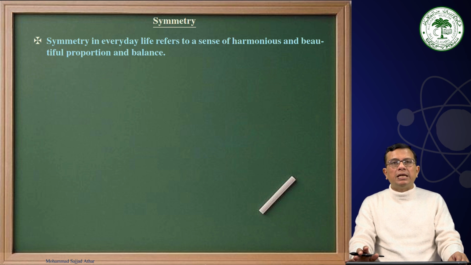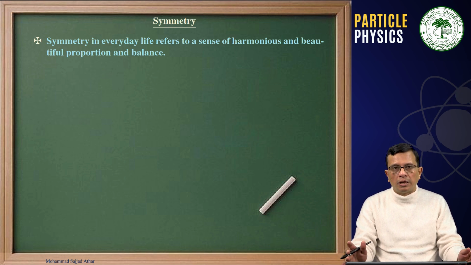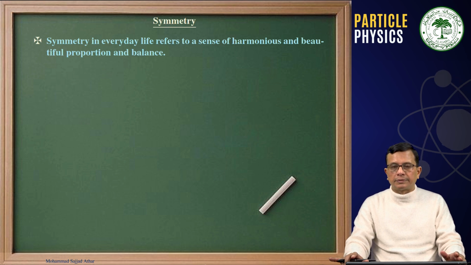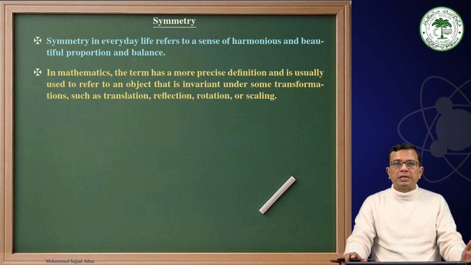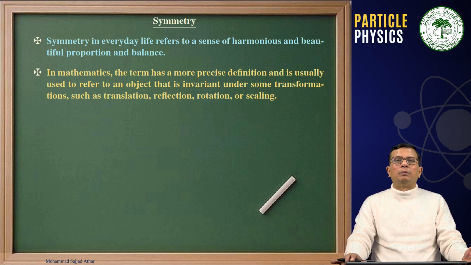Now, symmetry in everyday life refers to a sense of harmonious and beautiful proportion and balance. Recall the famous structure of Taj Mahal, or talk about butterflies, or any symmetrical object or architecture. Therefore, sometimes we relate symmetry with beauty. In mathematics, the term has a more precise definition and usually refers to an object that is invariant under some transformation, such as translation, reflection, rotation, or scaling. For example, rotation will give us the conservation of angular momentum.